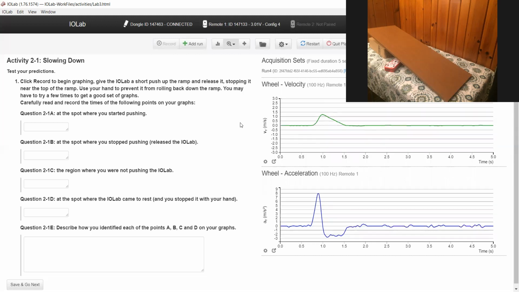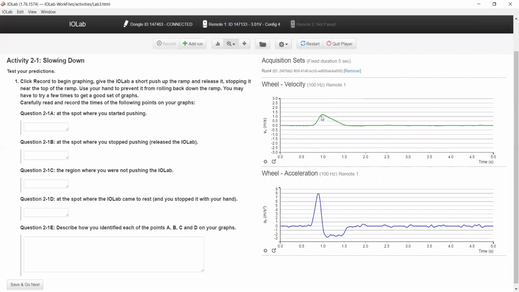So I was moving in the positive direction. You can see the velocity was always positive. Again, see your region of interest, when it was slowing down. This is the velocity that you gave, so the region of interest will start from here. When you started pushing the IOLab, and when you stopped pushing. So the region of interest for the analysis will start from here to this point.